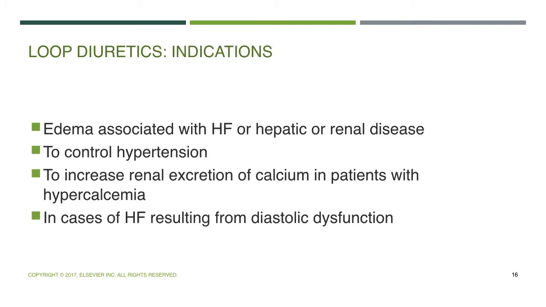The indications for loop diuretics include edema associated with heart failure or hepatic or renal disease. It's also used to control hypertension and to increase the renal excretion of calcium in patients who have hypercalcemia. In cases of heart failure resulting from diastolic dysfunction, it can improve the diastolic function by decreasing the preload.